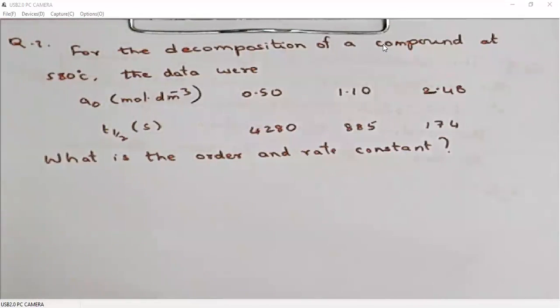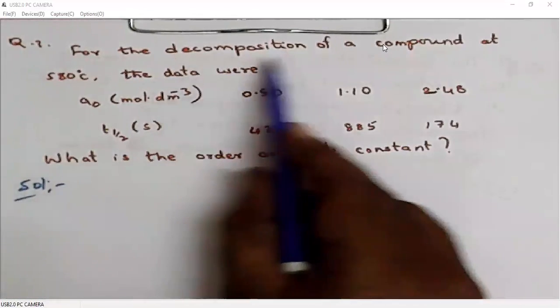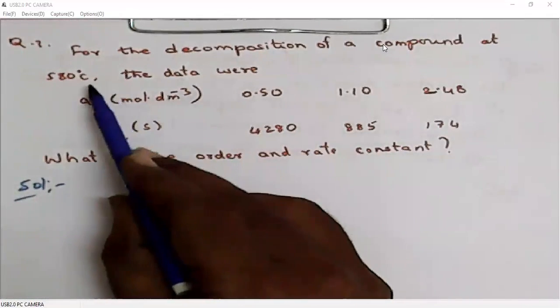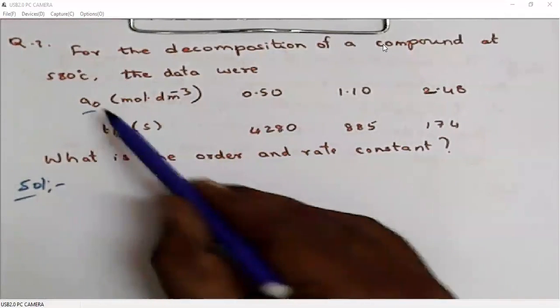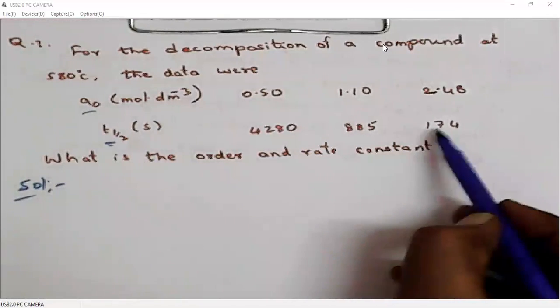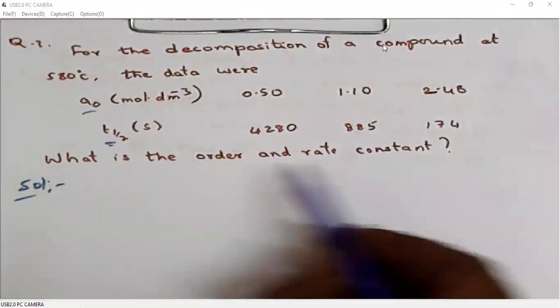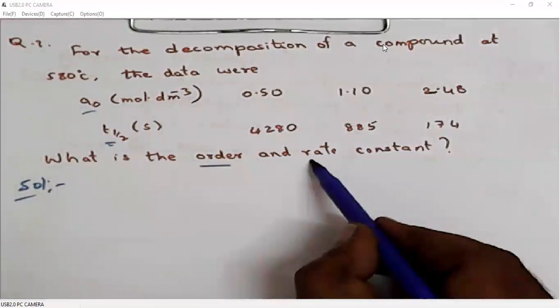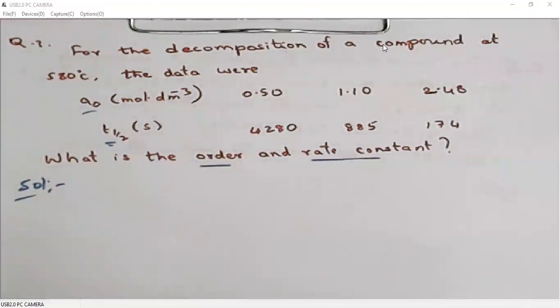We will look at one more problem. Here, the decomposition of a compound at 580 degrees centigrade, the data were given, initial concentration and half-life. So initial concentration and half-lives were given. What is the order and rate constant? If you know the order, we can know the integrated rate expression. From that, we can easily calculate the rate constant.